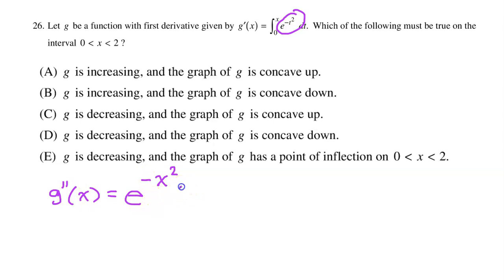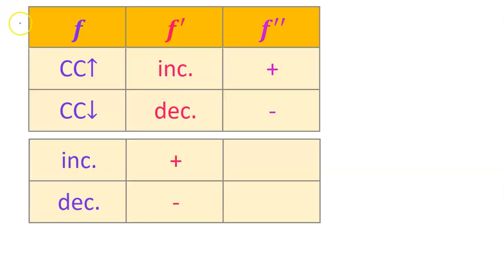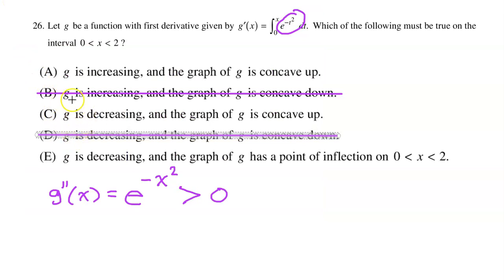First of all, this is always going to be positive. There is no exponent that you can apply to a base e that will make it 0 or negative. So e to the anything is always going to be a positive value. And if the second derivative is positive, we know that the original function is concave up. We can immediately throw out option B and D because they say concave down, and we just decided that it has to be concave up.